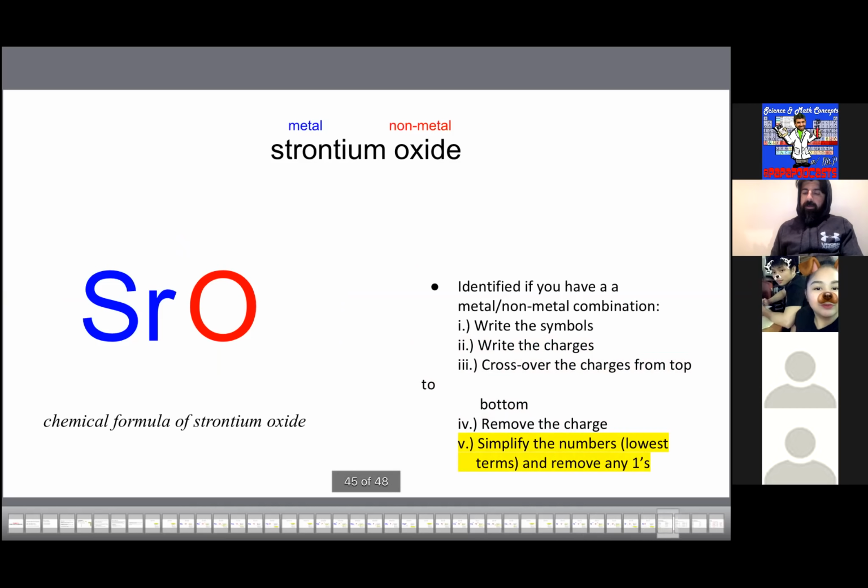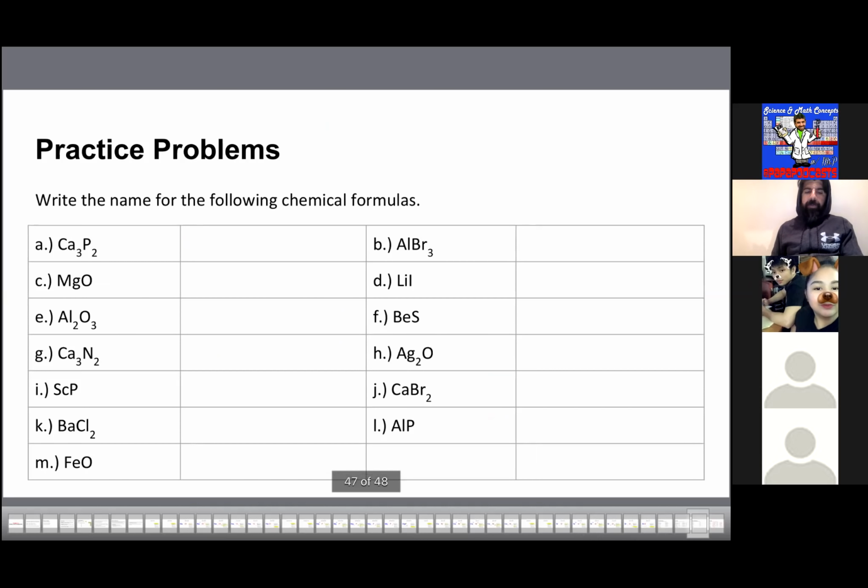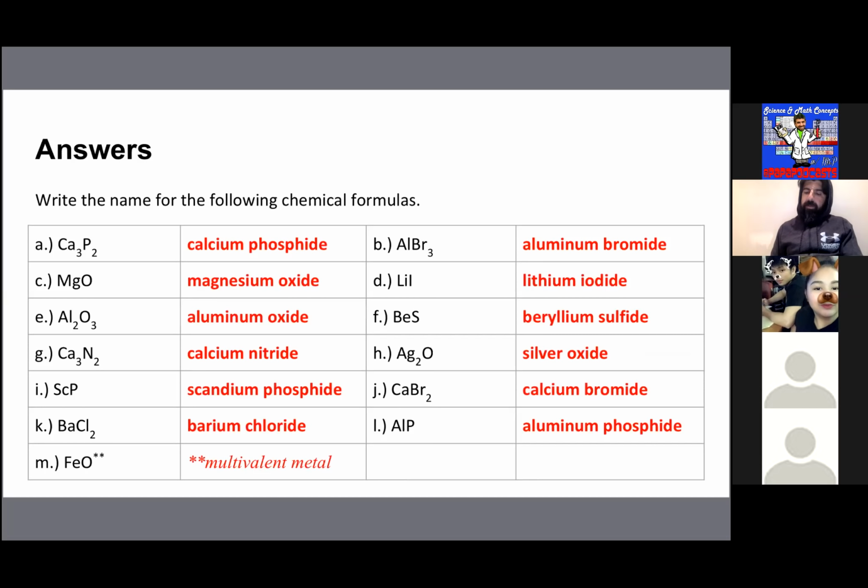We're not going to go through the sample problems. You can all see those at the end. But in terms of naming, we're going to go straight to the last slide here. I'm just going to go through the answers.